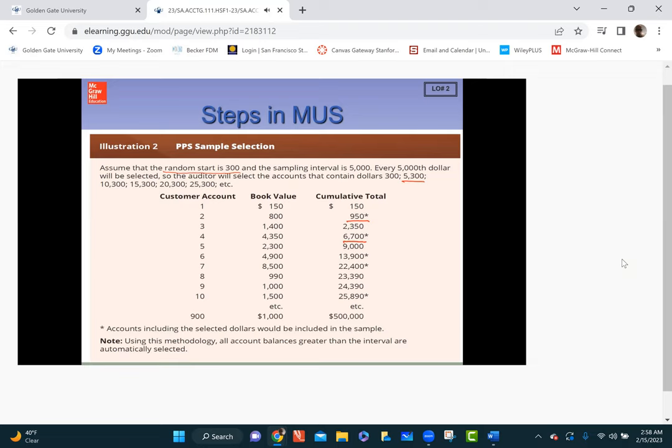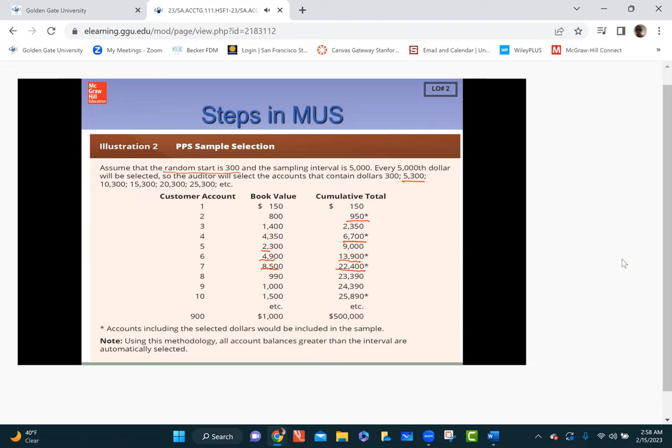So now I'm looking for my $10,300. I add in this next one, which is 2,300, and that brings me up to 9,000. So this one had my $10,300, and I'm going to send out a confirmation for that one. Now I'm looking for my $15,300. So I add in this next person, and when I add in this next person, I am up to 22,400.